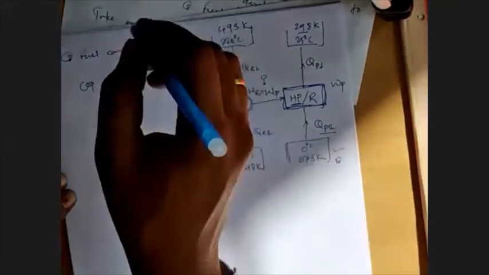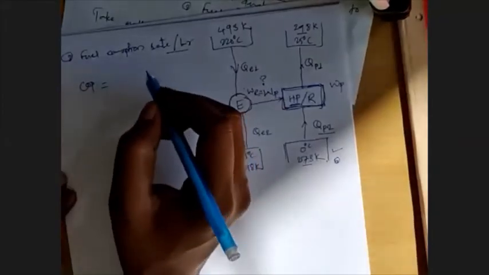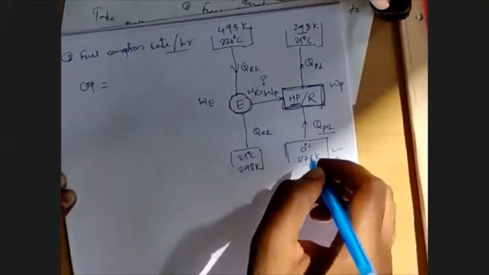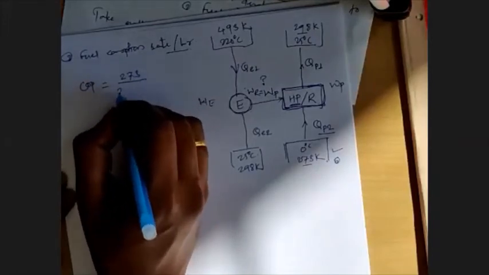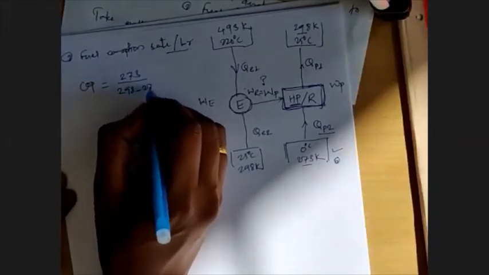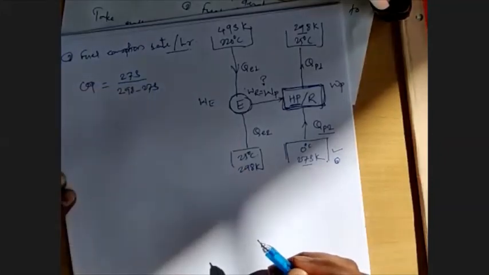There are certain relations. T2 minus T1 by T1. Very good. So if I write it in terms of temperature, that is going to be 273 by 298 minus 273. Is that fine, Pratik?